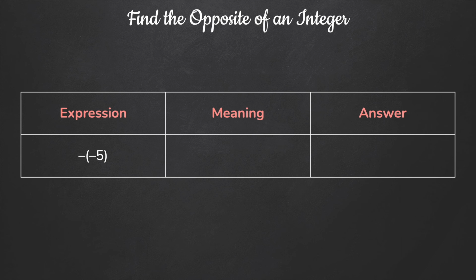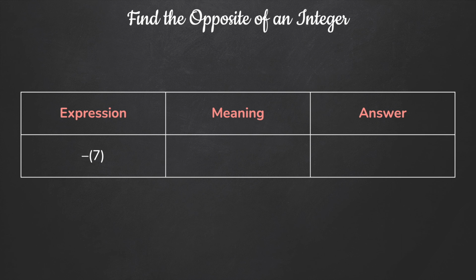Here we have a negative, and then in parentheses we have negative 5. And this means the opposite of negative 5, which is equal to positive 5. So the opposite of negative 5 is equal to 5.